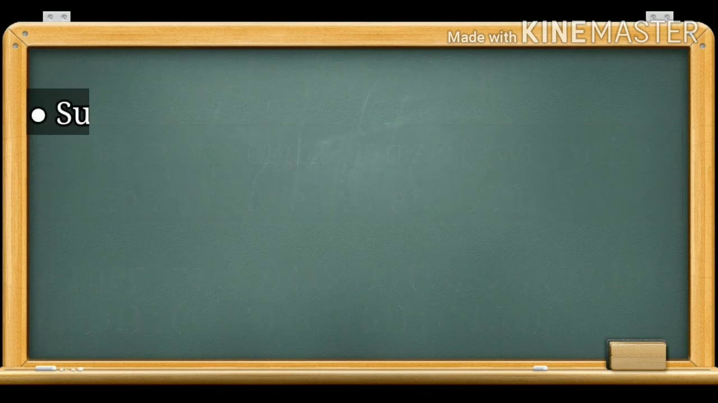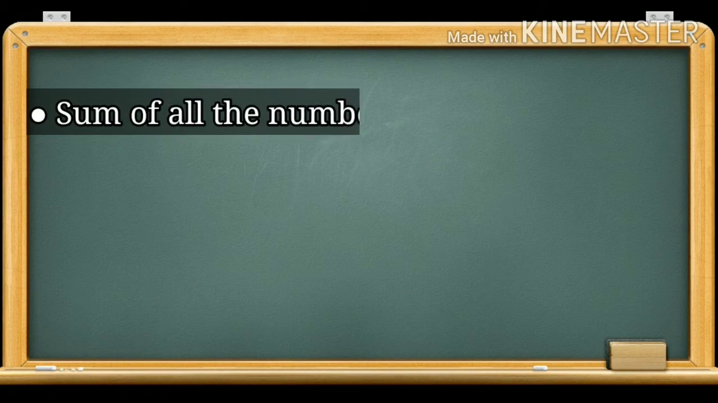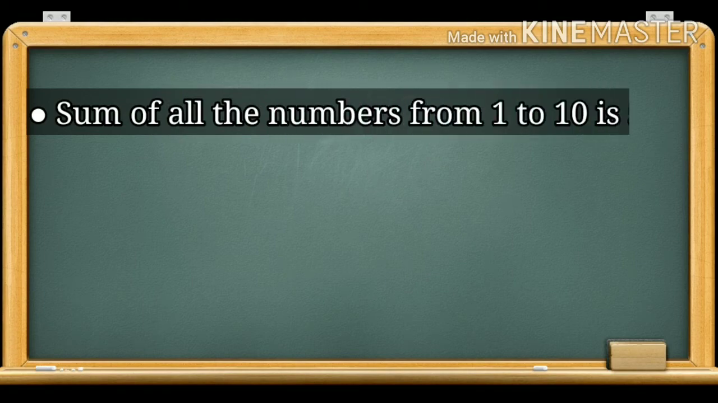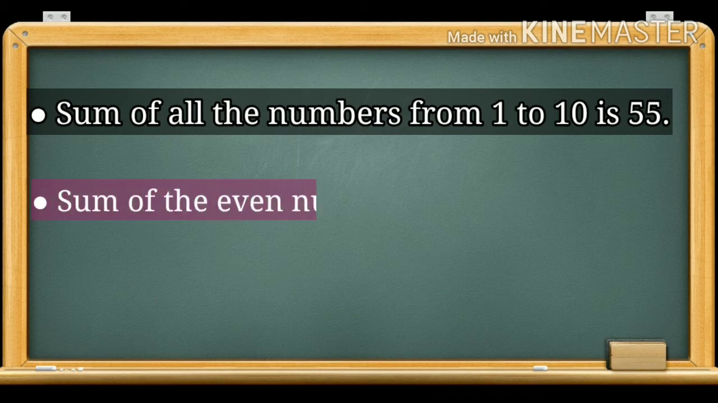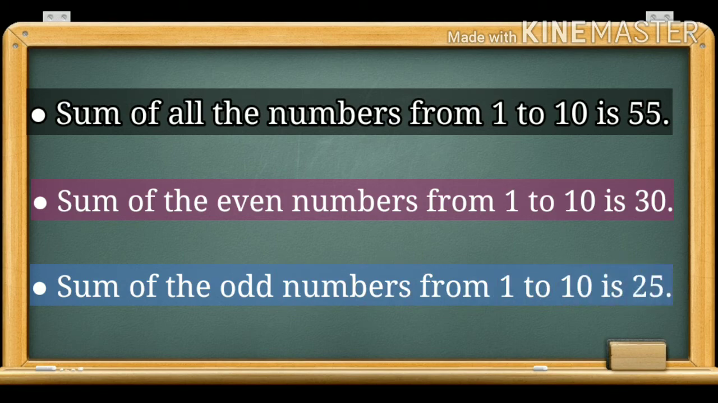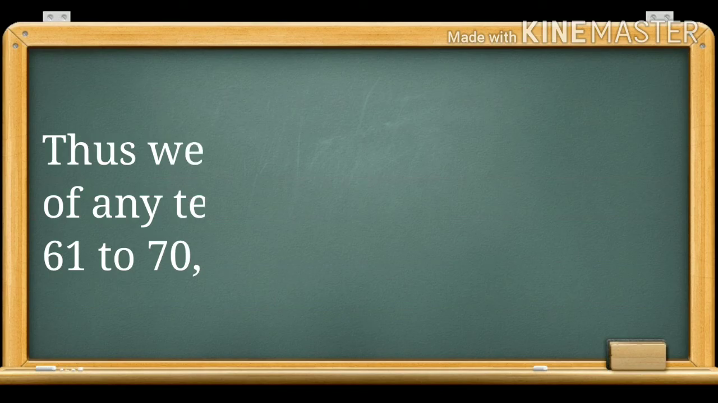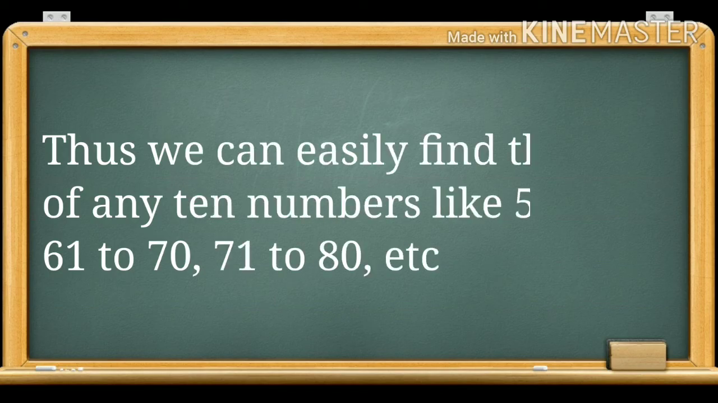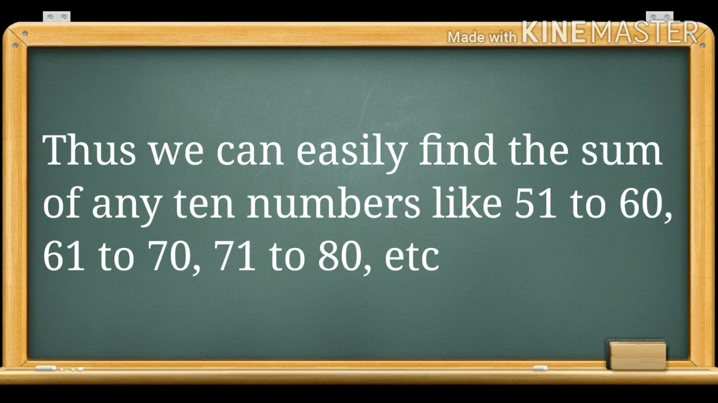Note that the sum of all the numbers from 1 to 10 is 55. Next, the sum of the even numbers from 1 to 10 is 30 and the sum of the odd numbers from 1 to 10 is 25. Thus, we can easily find the sum of any 10 numbers like 51 to 60, 61 to 70, 71 to 80, etc.